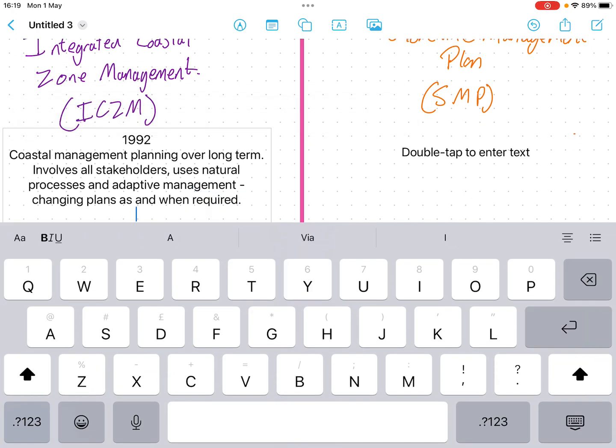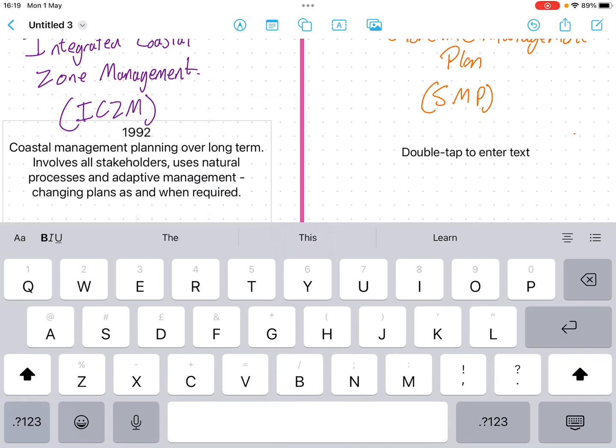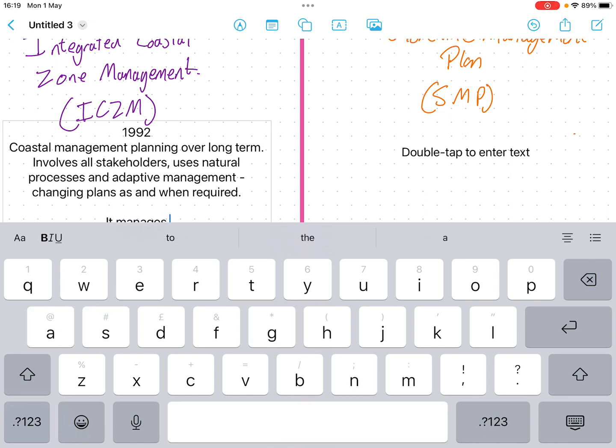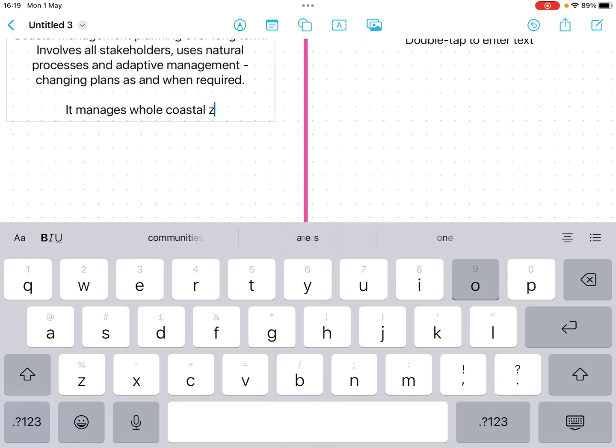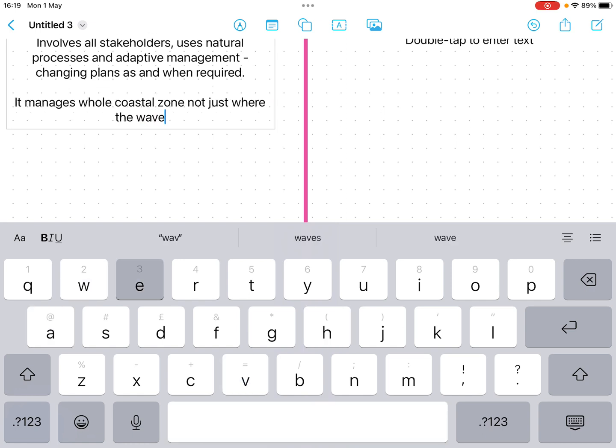So, to carry on with it, why do we use it? Well, it manages the whole coastal zone, which is pretty important when we are trying to think about our actual coastline. What we mean by that, it doesn't just include the area where the waves break. It talks about everything, all of the ecosystems and the human activity as well, all within that coastal zone. So from a little bit further out to sea, all the way back to land, not just where the waves break.